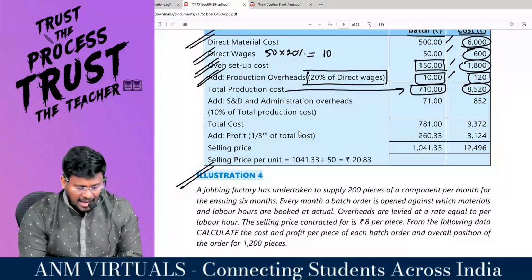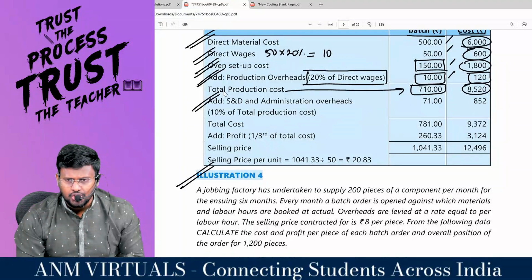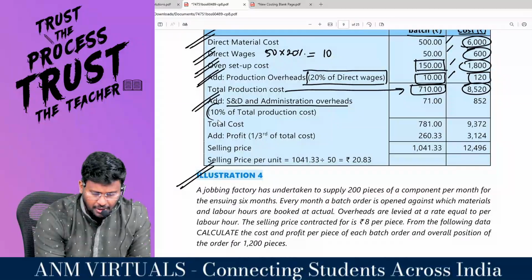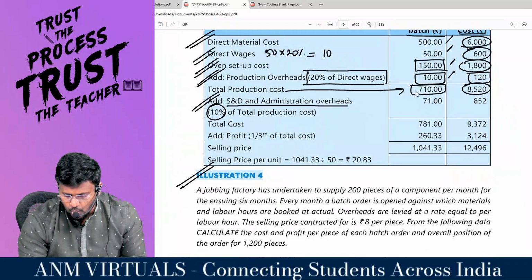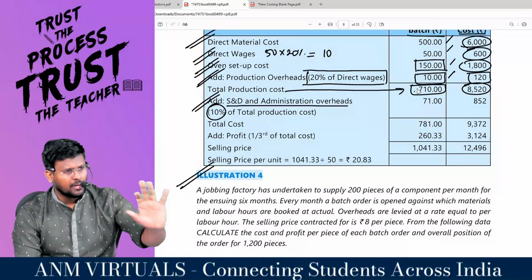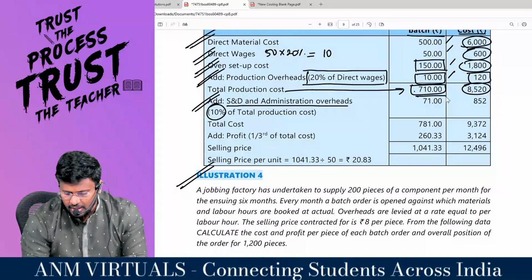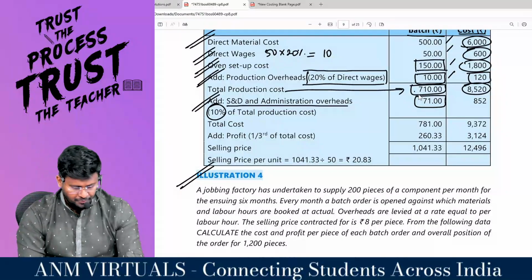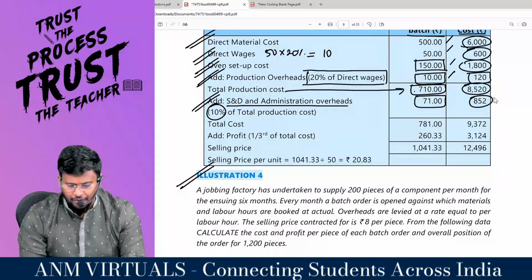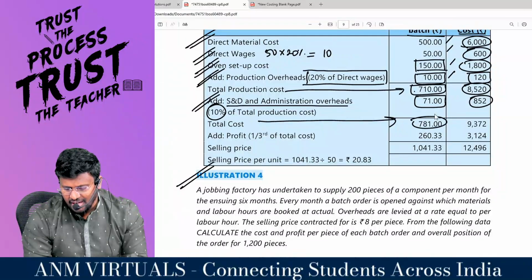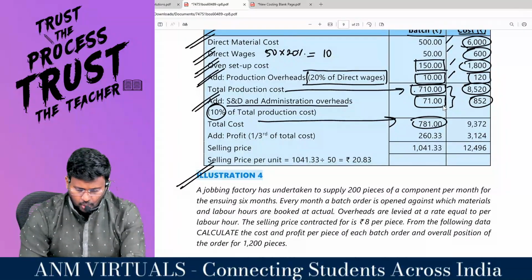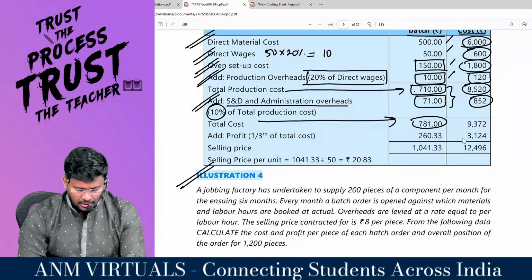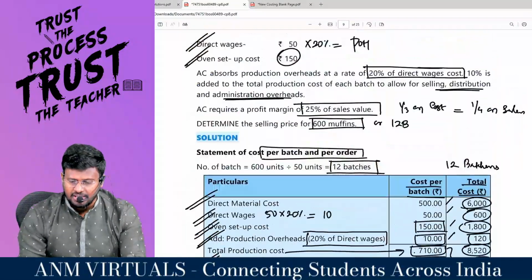Now you have to add general and administration overhead and selling and distribution overhead. They said that selling and distribution and administration overhead is 10% of the total production cost. 710 is the cost per batch, into 10% comes to 71. 71 rupees you are going to incur for every batch. For 12 batches, 71 into 12 comes to 852. So the total cost will be 781, which is nothing but 710 plus 71. For 12 batches, that is 9372.